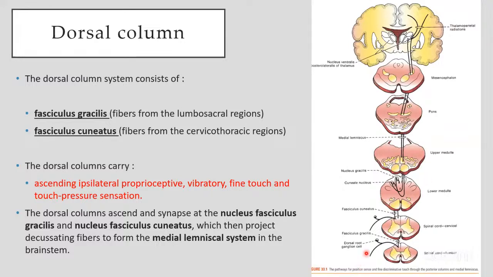As you can see, the fibers carrying the proprioception, vibration, fine touch, and touch pressure join the fasciculus gracilis for lumbosacral regions and fasciculus cuneatus for the cervicothoracic regions. Ascending upwards, they synapse at the nucleus fasciculus gracilis and nucleus fasciculus cuneatus. Then they decussate and join the medial lemniscus system at the brainstem to synapse in the ventroposterior nucleus of the thalamus. And then further forward, they go to the sensory cortex and the sensory association cortex via the thalamocortical connections.